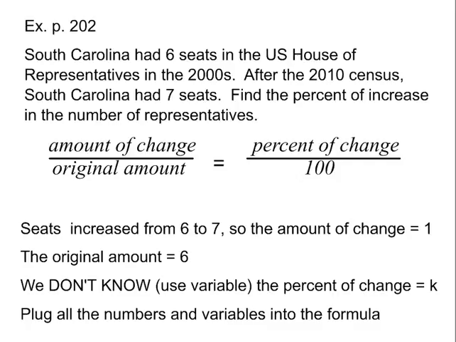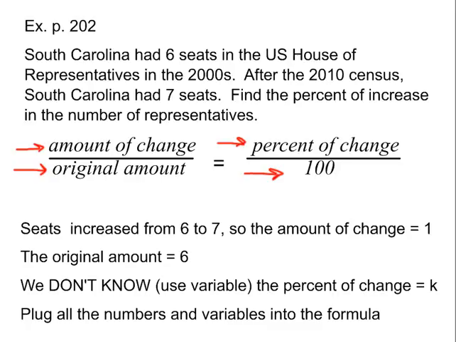So let's remember we should always write our formula down before we start the problem. The amount of change is the numerator. The original amount that we started with goes in the denominator. The percent of change goes in the numerator. And 100, because percent always goes over 100, that'll be in our denominator.